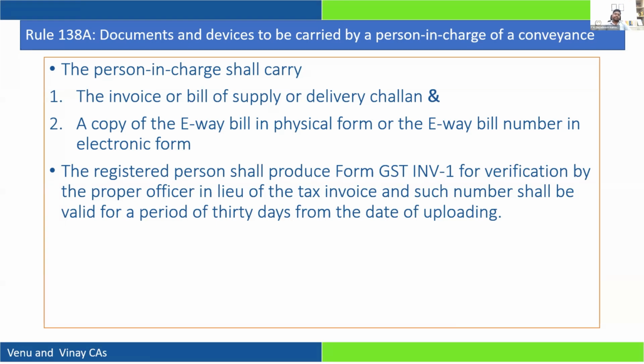Rule 138A. What this rule talks about is what documents need to be carried along with the consignment. That is, what documents need to be carried by the person in charge of the conveyance. The invoice copy in case of taxable supplies, and bill of supply or delivery challan in case of non-supply. In case of import, the bill of entry is required to be carried along with the consignment, and along with that, a copy of the e-way bill in physical form or the e-way bill in electronic form is also allowed.